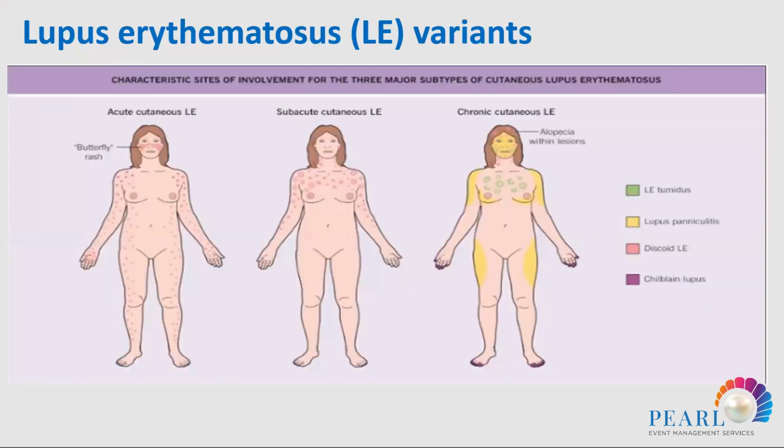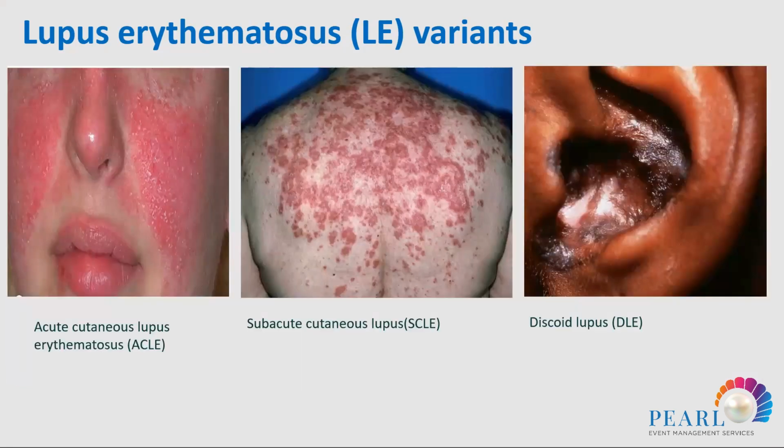What is the distribution of the lesion? Most of my slides are adapted from Bologna. This is the book that we used as a residents, and it's the greatest source to refer back to. With regards to acute lupus, patients may have a butterfly rash, and it could be generalized. Subacute lupus, as I mentioned, could be psoriasiform and annular. And we can see here the clinical pictures of the malar rash, the subacute lupus, and the discoid lupus.